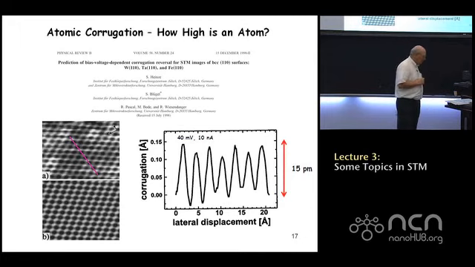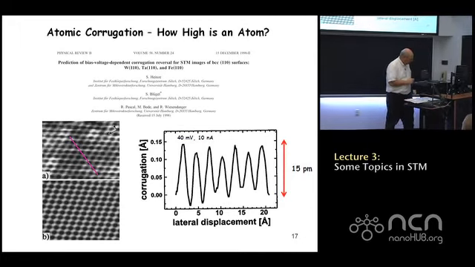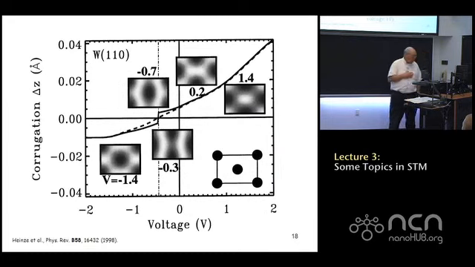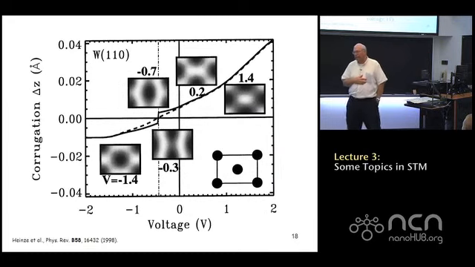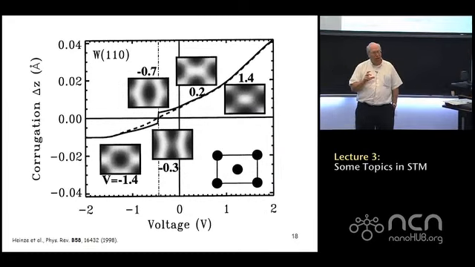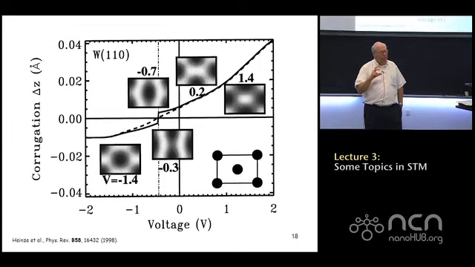It's a pretty straightforward measurement. Interestingly enough, they found that this corrugation depended on the applied voltage to the tip. So if you change the voltage between the tip and the substrate, this corrugation of the atoms varied. Now, this is hard to believe, because you like to believe the size of the atom is independent of the voltage that you apply to a tip, right?